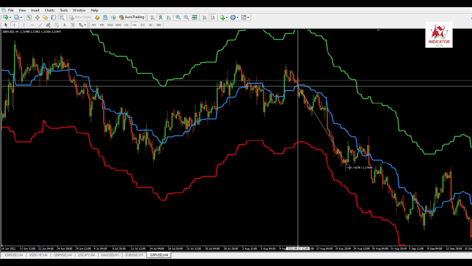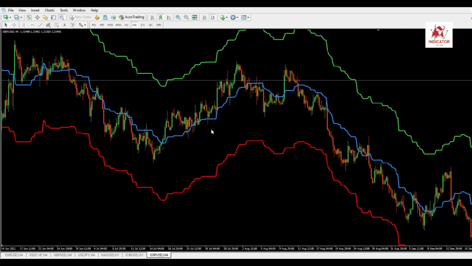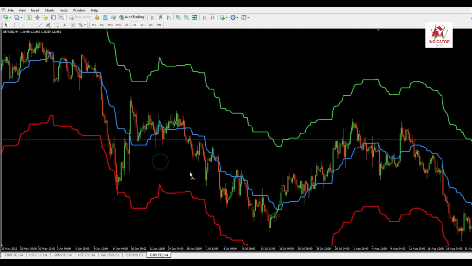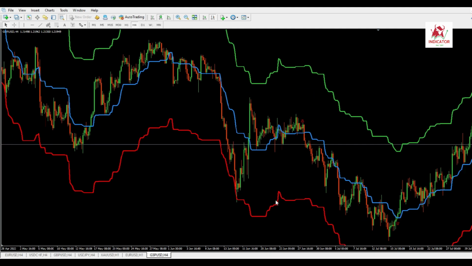While 26 periods is typically used for this calculation, this can be altered to suit individual preference. A smaller number of periods, such as 15, will track the price more closely. A larger number of periods, such as 45, will not track the price as closely.